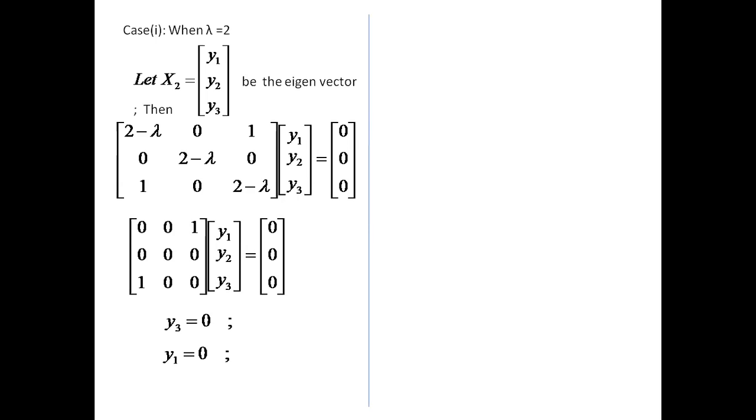That is wrong. Here there are two independent equations. What is that? One is y3 is equal to 0, another is y1 is equal to 0. So don't think this is the answer here. We have to get two independent equations. So I take two independent equations: one is y3 is equal to 0, another is y1 is equal to 0.